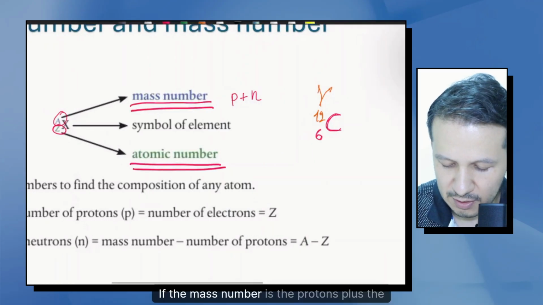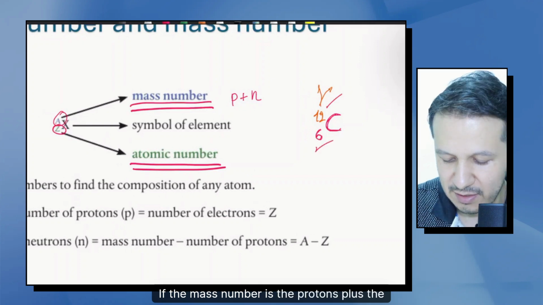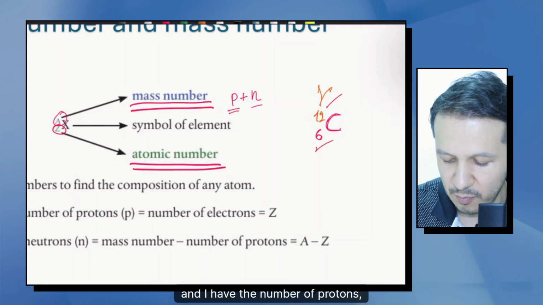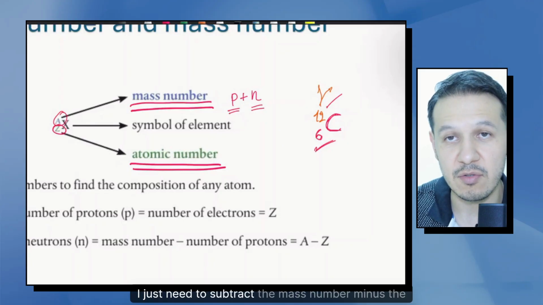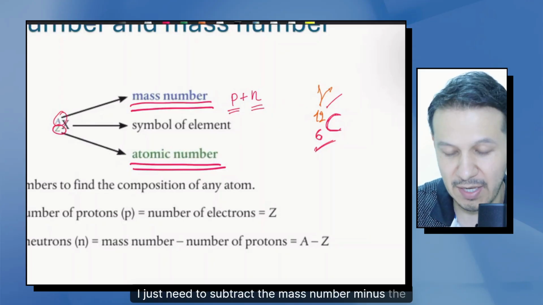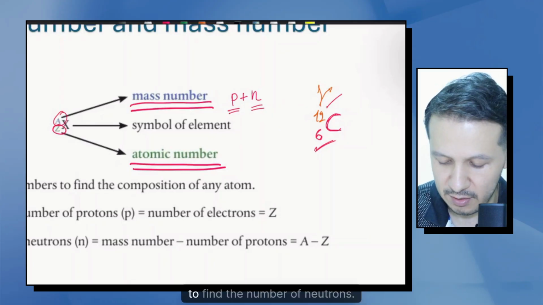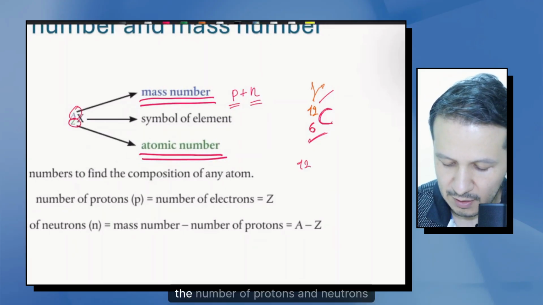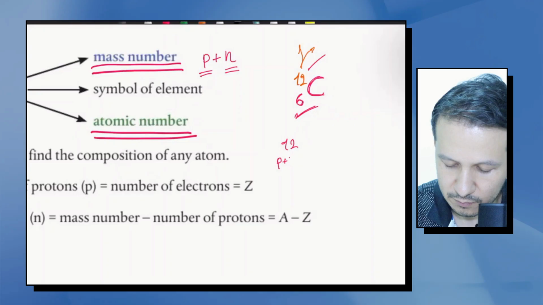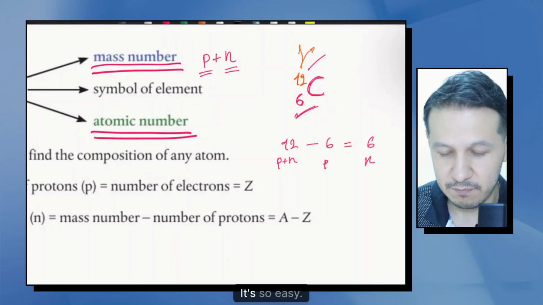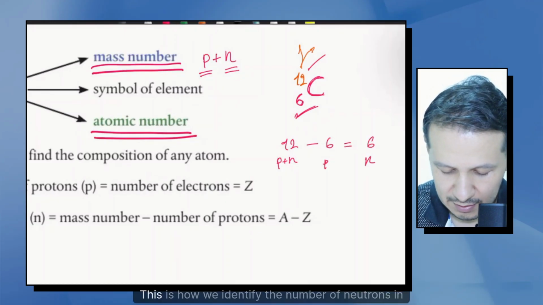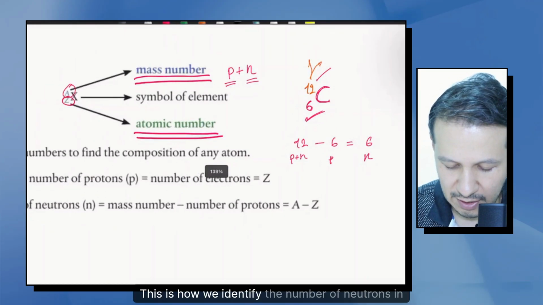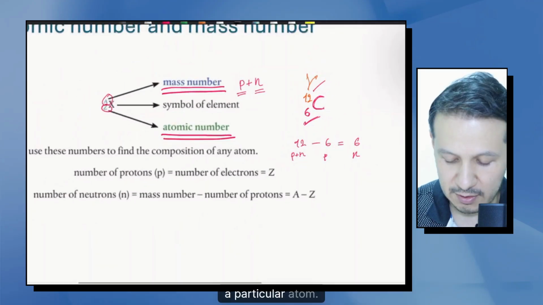If the mass number is the protons plus the neutrons, and I have the number of protons, I just need to subtract the mass number minus the atomic number to find the number of neutrons. And it makes sense. So if I have 12, the number of protons and neutrons, minus 6, the number of protons, then I will have 6, which is the number of neutrons. It's so easy. This is how we identify the number of neutrons in a particular atom.